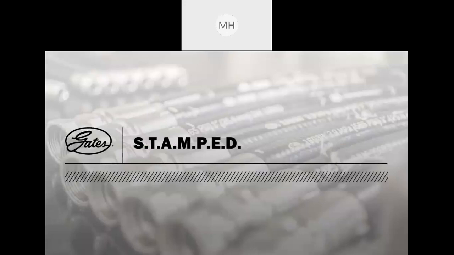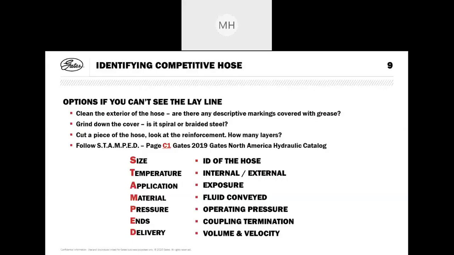Okay, looking into the stamped system. So this is something which we use when you cannot identify the hose. So this is when you may remove a hose from a machine or a customer brings the hose into the shop and there's no markings on the lay line, there's no information you've got there. So the first thing to do is obviously you clean the outside of the hose. Hopefully either yourself or the customer has done that before bringing it to the assembly area, so it keeps that nice and clean. And you've got to see if there's any descriptive markings, as we were talking about on the lay line. If not, then we do a couple of things.